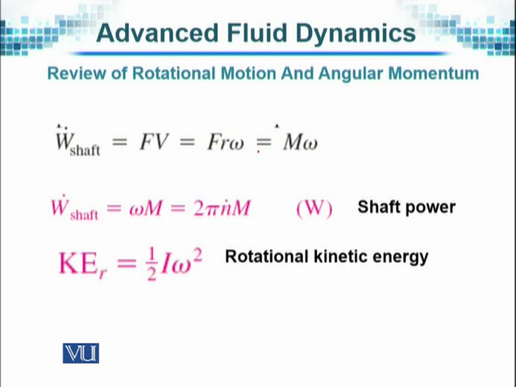So rotations per minute can be for a shaft that is rotating. It can be for the blades or the wheel that is under consideration. And the kinetic energy is given by half I omega squared.